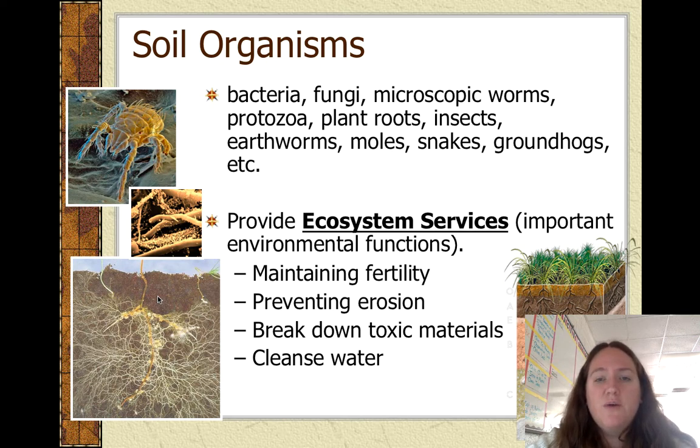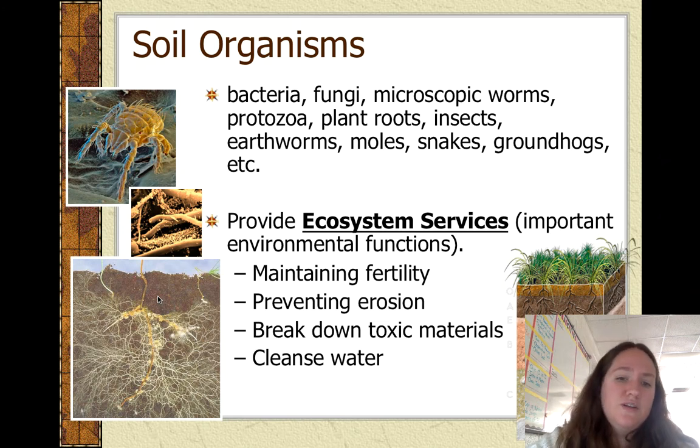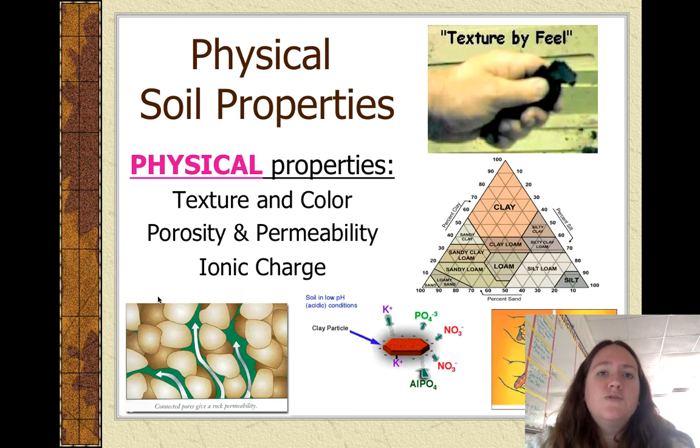Anything that we saw in our leaf litter sample, those are soil organisms. And the purpose of soil is to provide us a lot of these ecosystem services. So it maintains our fertility, prevents erosion, breaks down toxic materials, cleanses water, all of those things why we said it was important. So we're going to look at some physical and chemical properties of soil.